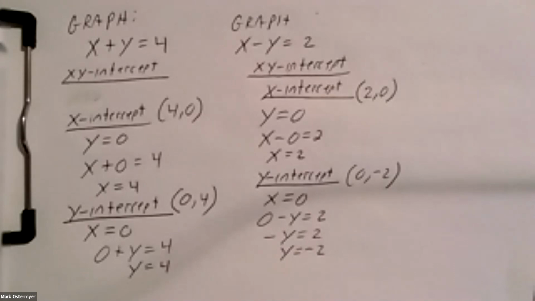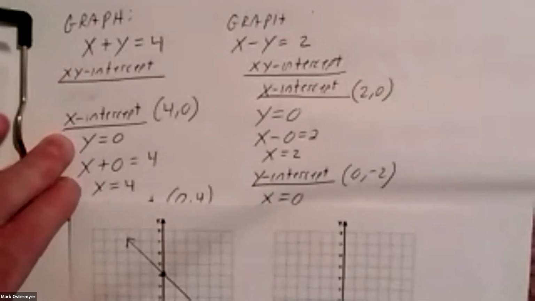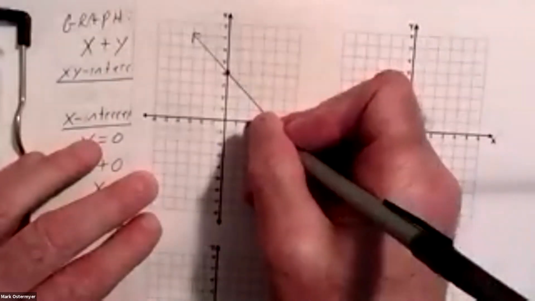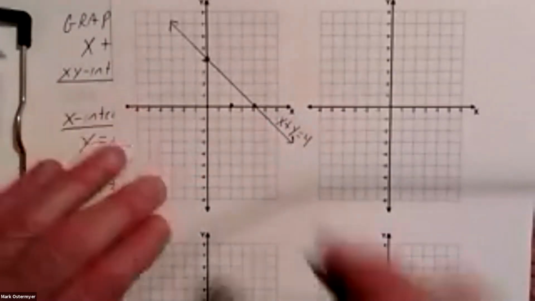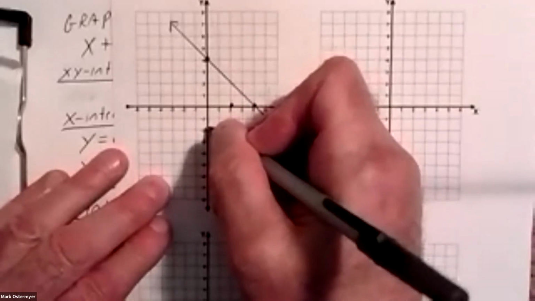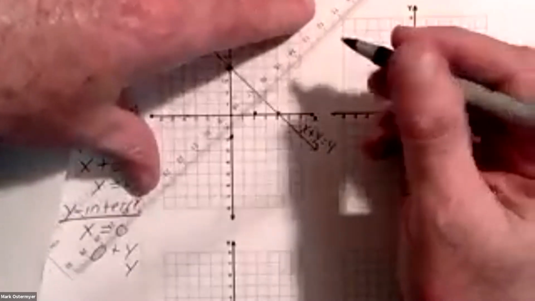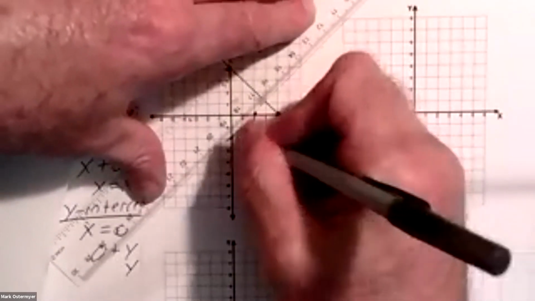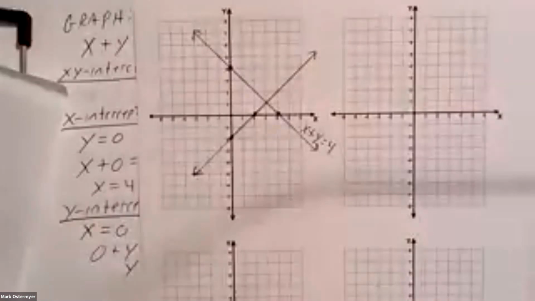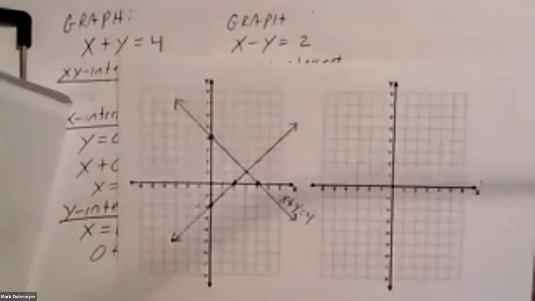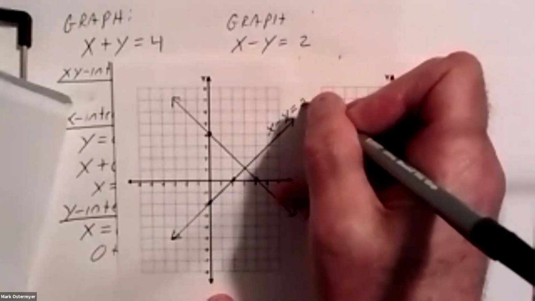All right. I'm now going to graph the second line in the same XY plane that I graphed the first one. I'm going to do so by plotting the x-intercept of (2, 0), and then I plot the y-intercept, which is (0, -2). Take a ruler, put a line through these points, and I have the graph of that second linear equation in that system. And along this line, I'm going to put the equation that generated it, x minus y equals 2.